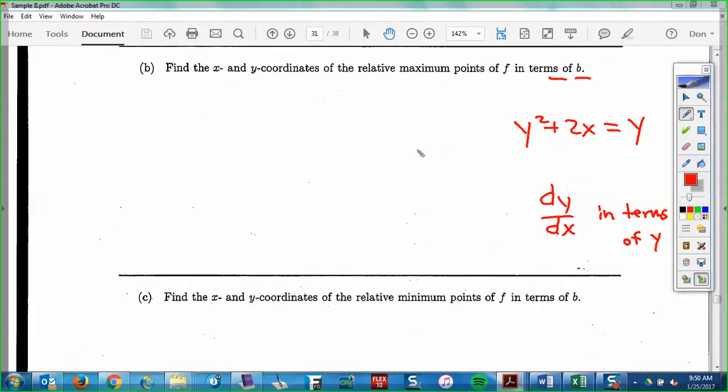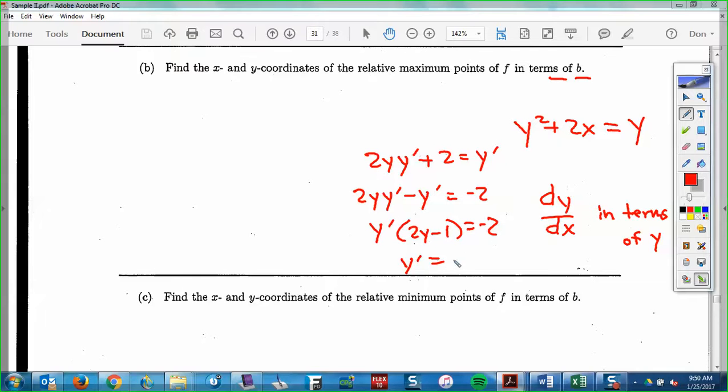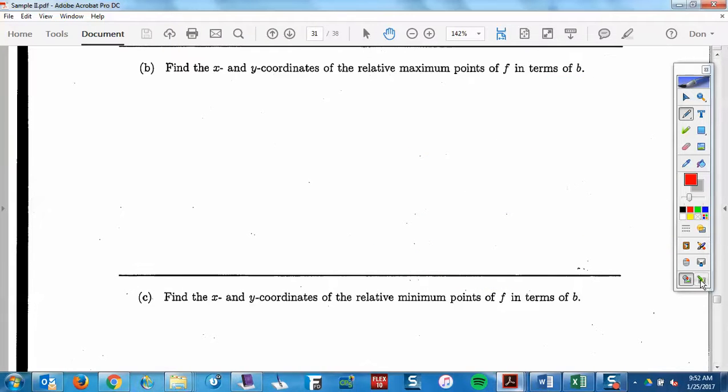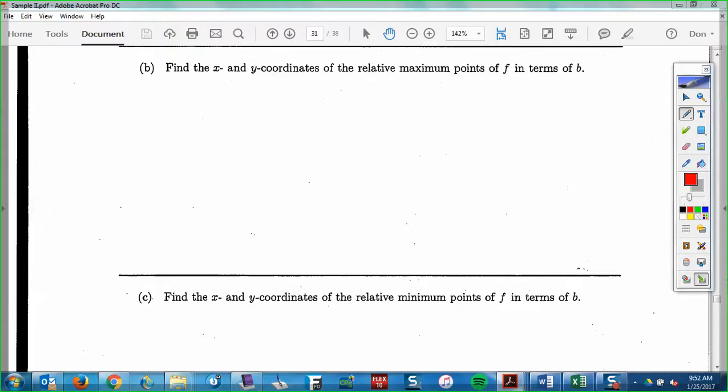Okay, so when you do that derivative, you get 2y y prime plus 2 equals y prime. Now, there's no x prime, remember, because we're doing it with respect to x. So x prime would just be dx over dx, which is 1. But anyway, when you finish this problem, get the y primes together, move that over there, factor out a y prime. This is your implicit differentiation stuff. At the end of the day, you would end up with an answer in terms of y, right? It's got y's in it. So understand the difference between with respect to y or in terms of. This says our answer is going to have b's in it.